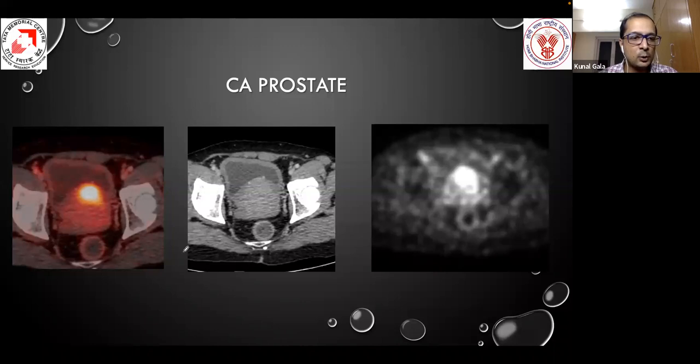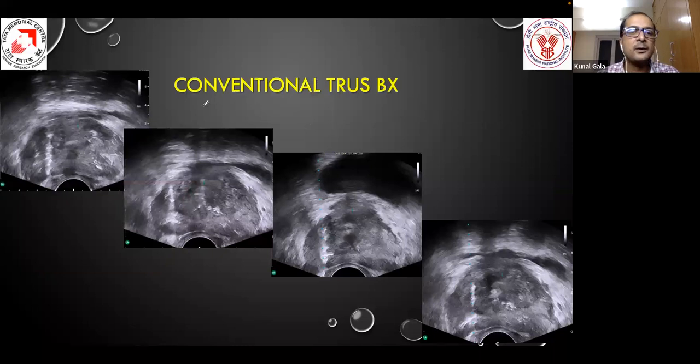a patient, 76-year-old male, who had a high PSA level. Gallium PET scan was done, which revealed a focal area of uptake anteriorly, and a biopsy is performed. So this is a conventional transrectal biopsy, where we are doing a biopsy with the help of an end firing approach.